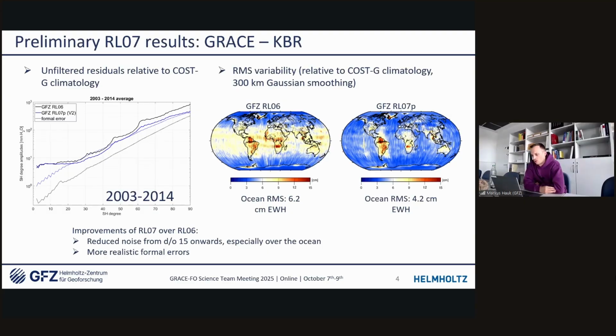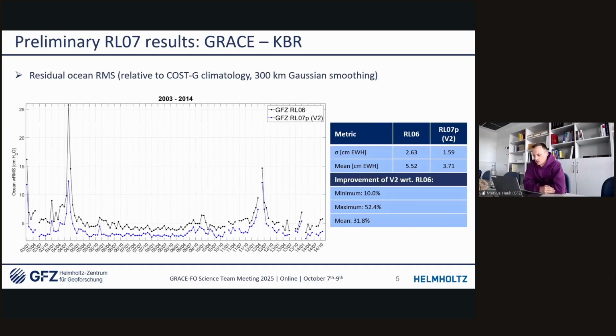What we can learn from these plots are clearly visible improvements of Release 7P versus Release 6: reduced noise from degree and order 15 onwards, especially over the oceanic regions, and also more realistic formal errors. And this is the ocean RMS plot, as we have seen before with Christoph. Again, residuals relative to COST-G climatology with Gaussian smoothing applied.